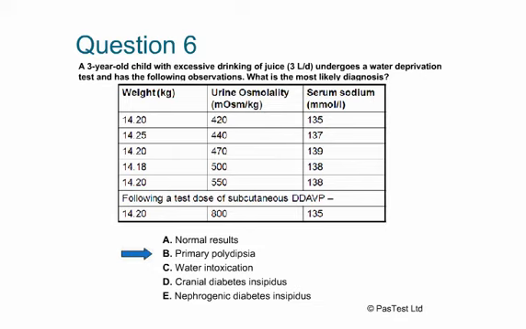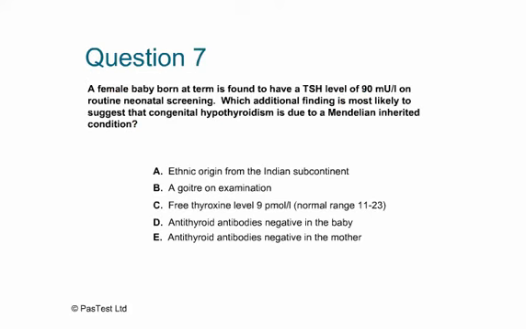Let us now examine thyroid function. This is a female baby born at term with a TSH of 90 milliunits per litre, which is high. Levels of up to 5 are normal. Which additional finding is most likely to suggest that congenital hypothyroidism is due to a Mendelian inherited condition? This is a best of 5 question.